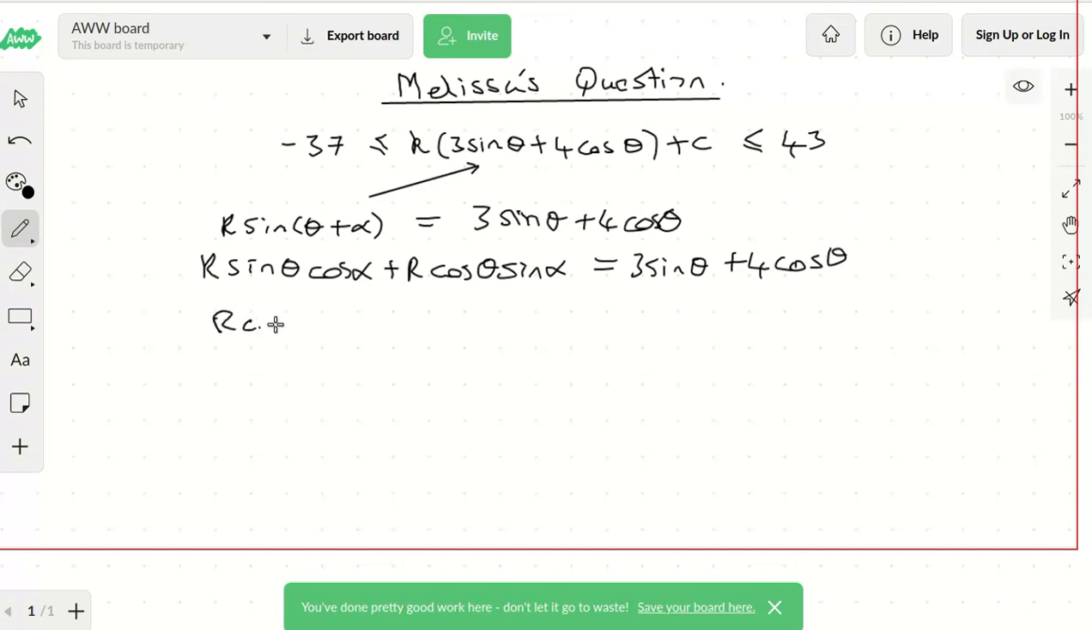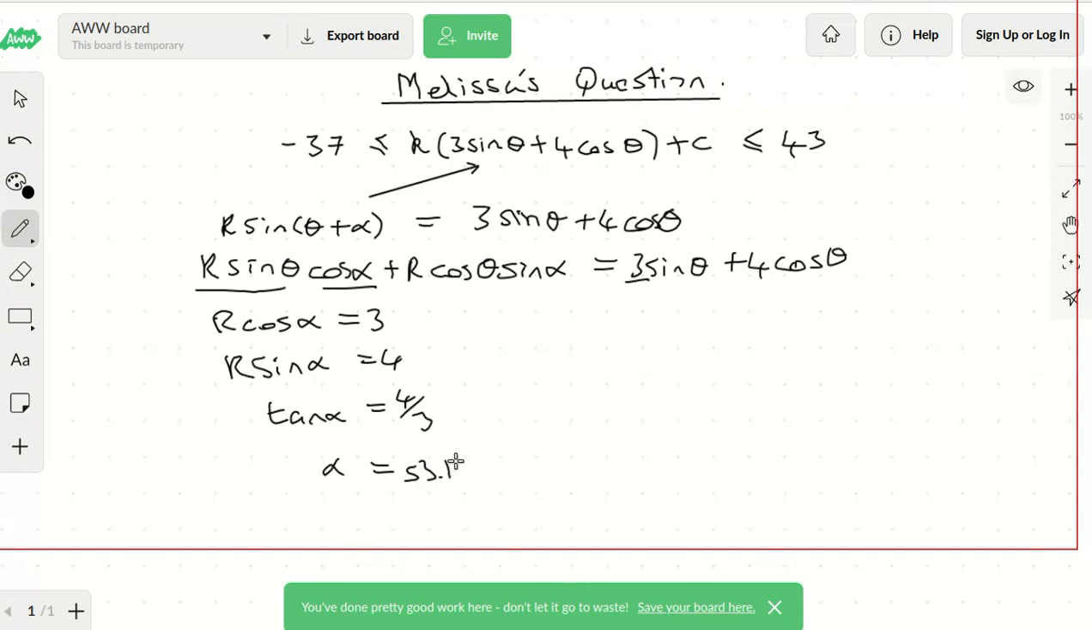Anyway, so r cos alpha is 3, and that's just from that and that being the same as that. And r sine alpha is likewise 4. So if you like, tan alpha is 4/3. And I think that means that alpha's 53.1, but I'm going to check. Hang on. Inverse tan of 4/3. Yeah, so that's 53.1. And yeah, r is 5 because it's 3 squared plus 4 squared square rooted.